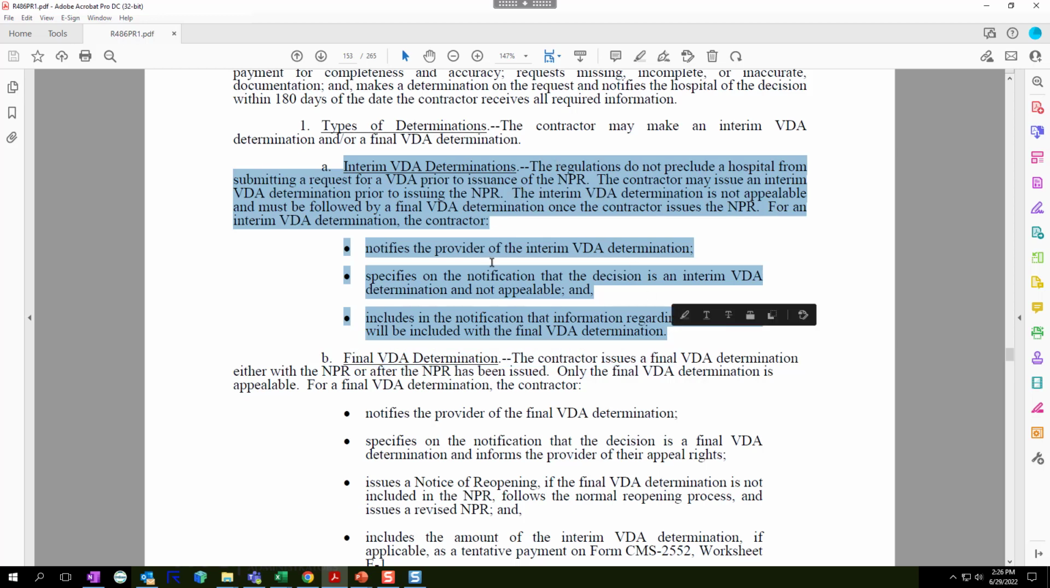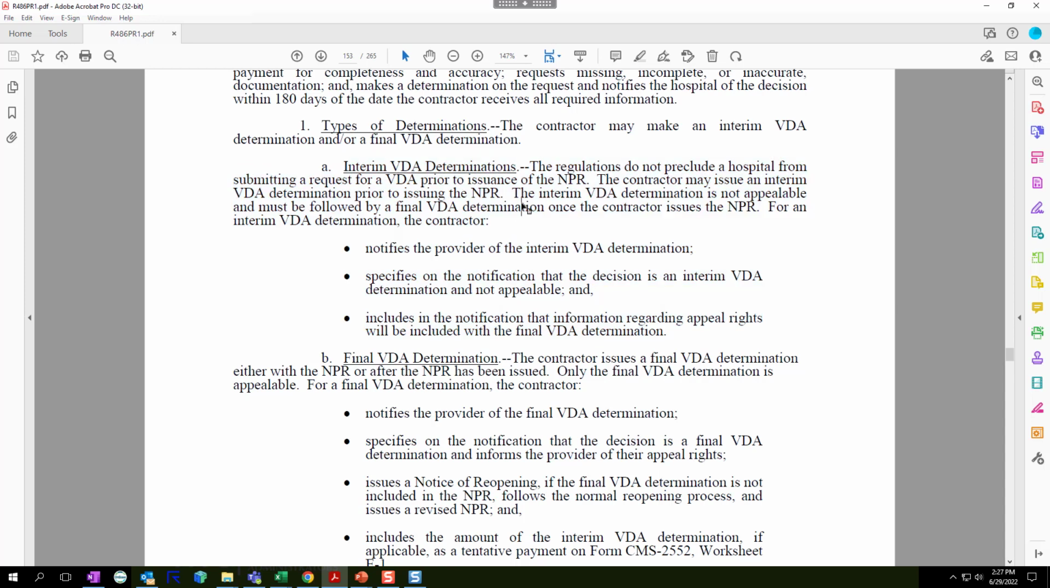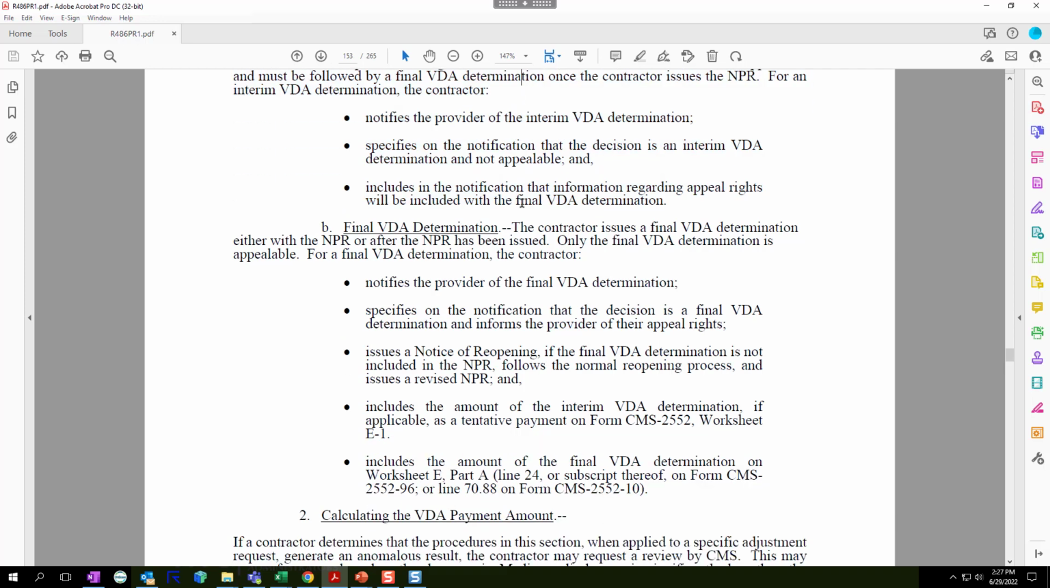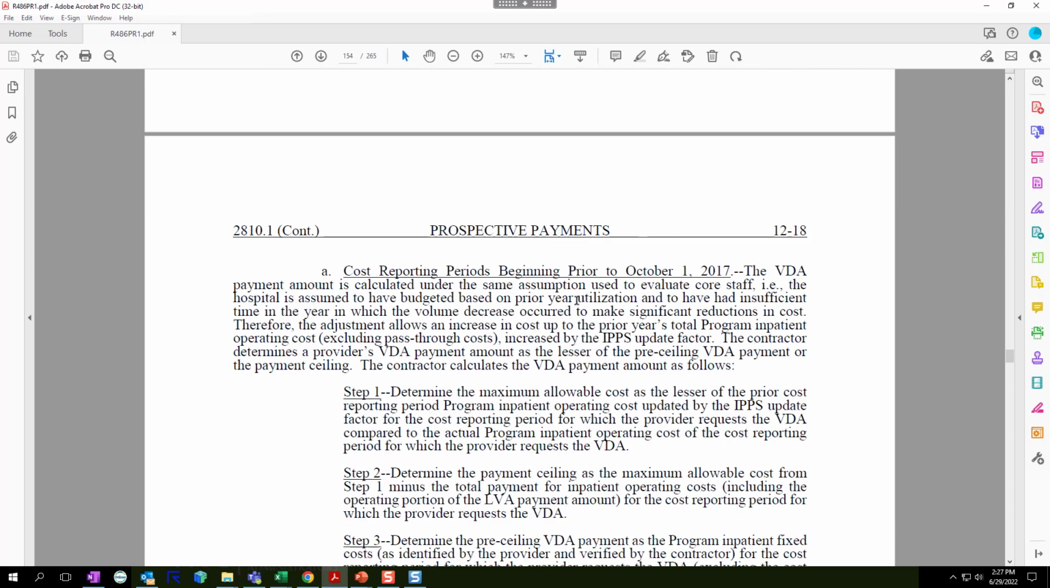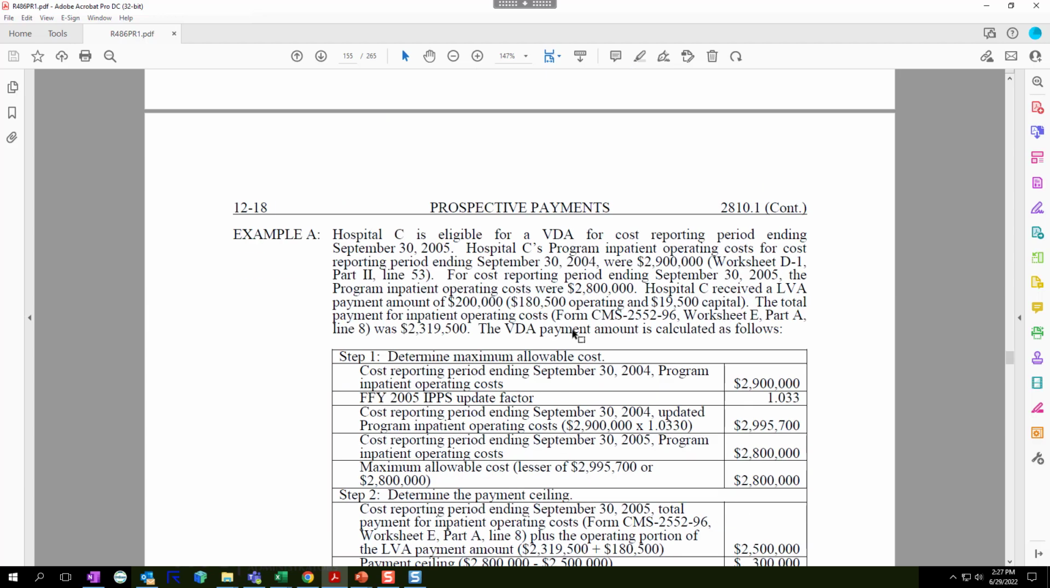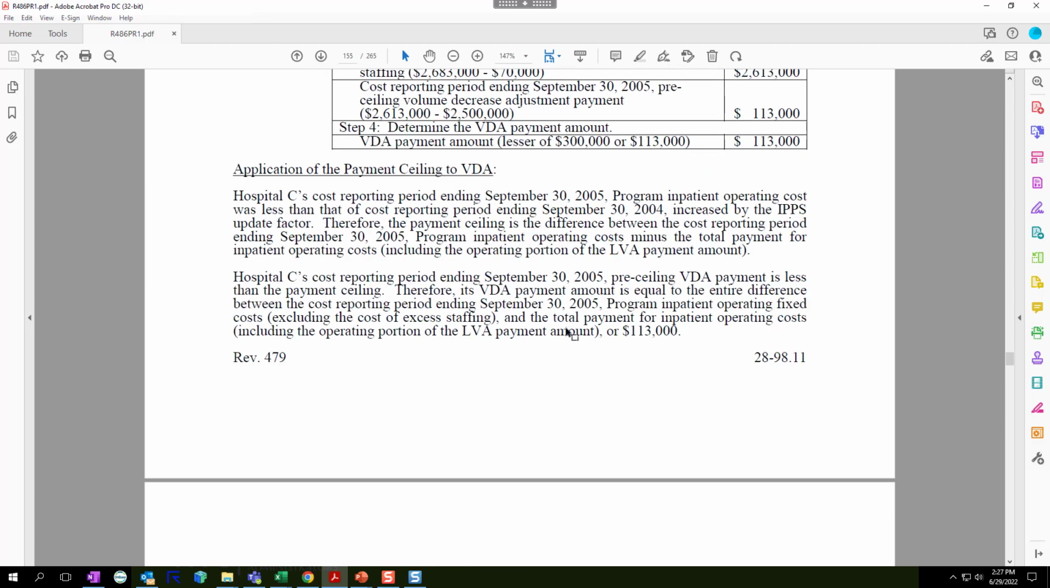However, if we don't have enough information, if it requires an audit to review the cost, we may need to wait for the NPR anyways. You can submit it prior to the NPR, but we may be waiting for the NPR anyways. And if we go down further, there's some more examples there.